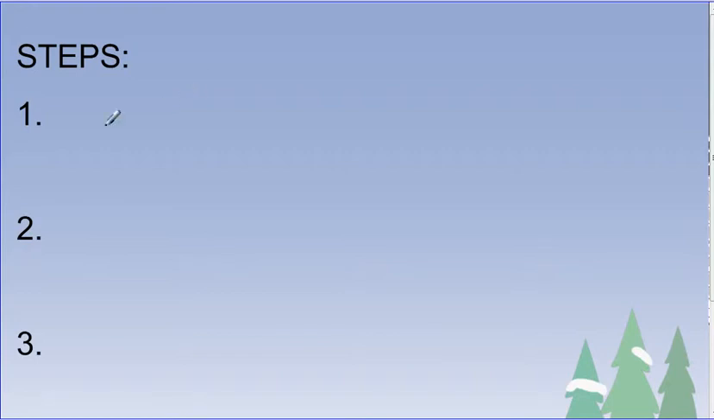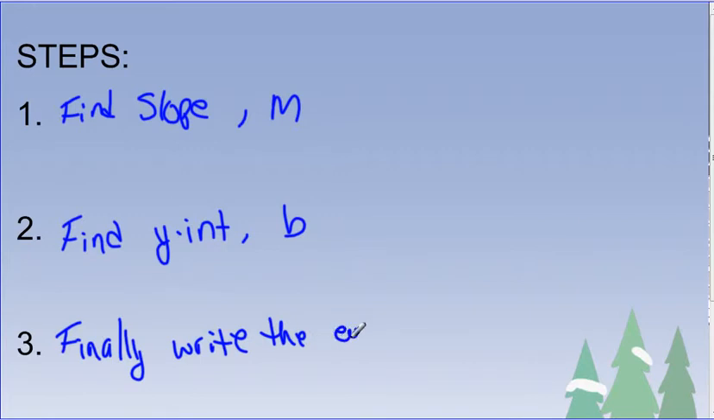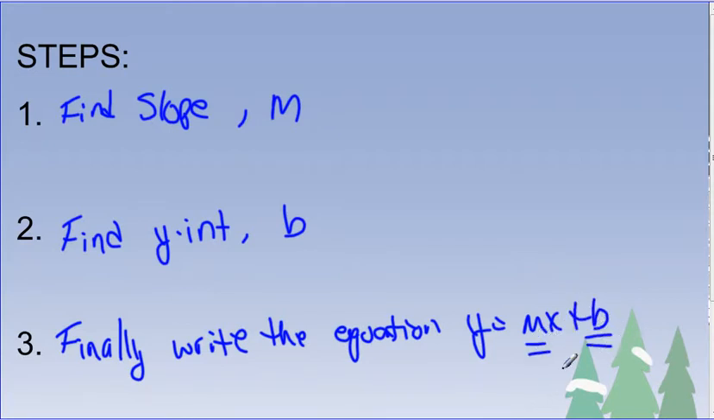Things I thought of. The first step is we had to find the slope, m. Then, using that, we had to find the y-intercept, which was the b. And then finally write the equation y equals mx plus b, with the m and the b from there.